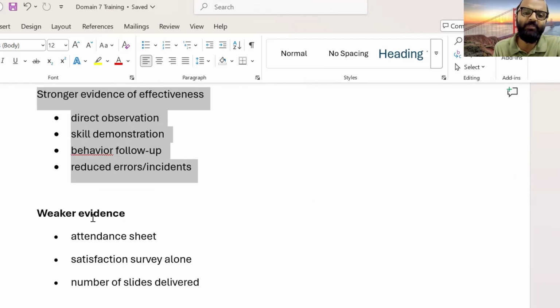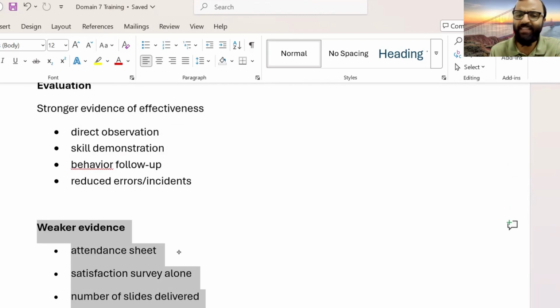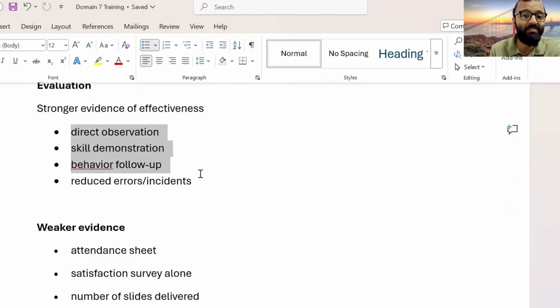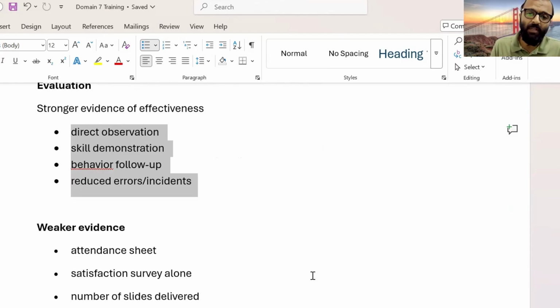And weaker evidence of evaluation is if, after the training, you are just taking the attendance sheet, or just asking them whether they are satisfied with your training. That is all weak evidence. But if, after the training, you go to the site and check whether they are able to do the job in a safe manner, whether their behavior has changed, whether their unsafe behavior has changed or not, that is strong evidence. Just by asking them, it is weak evidence.